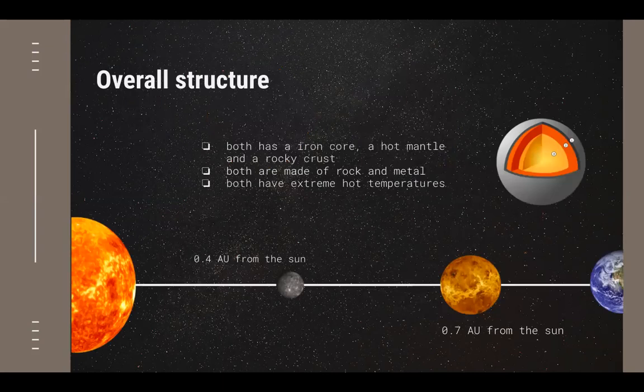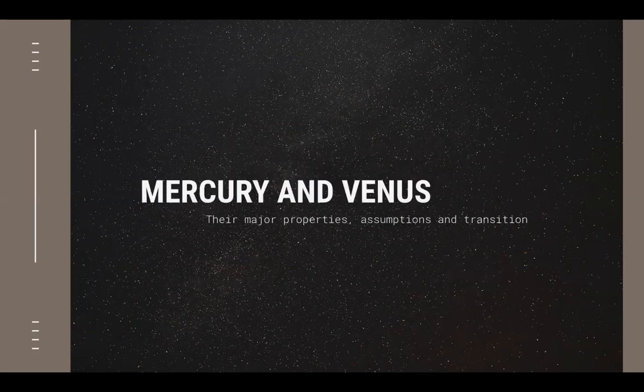The 4 inner planets have a mantle, crust, and a core in common, and we'll be focusing on the first 2 planets. Mercury is about 0.4 AU from the sun, and Venus is about 0.7 AU from the sun. So this is Mercury and Venus. We're going to talk about their major properties, atmosphere, and transitions.